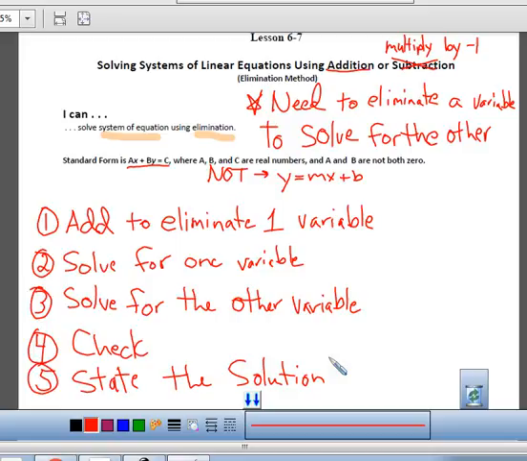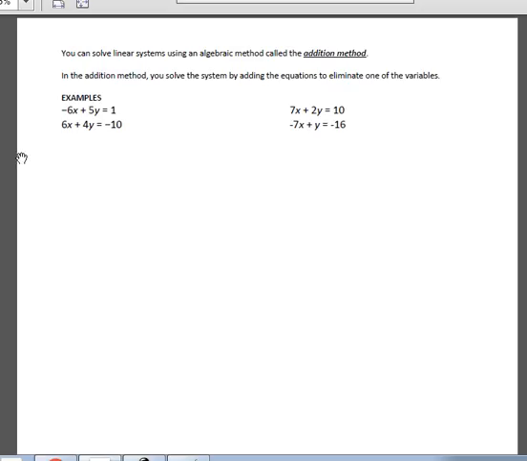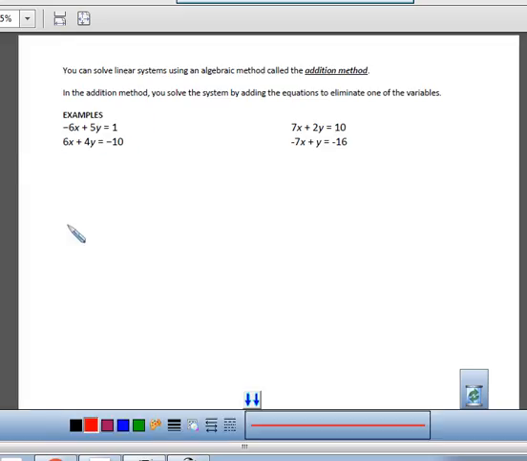Alright, so our first example is on page 41. You can solve linear systems using an algebraic method called addition method. In the addition method, you solve the system by adding the equations to eliminate one of the variables. So when we look at this first example here, you see -6x plus 5y equals 1, and 6x plus 4y equals -10.